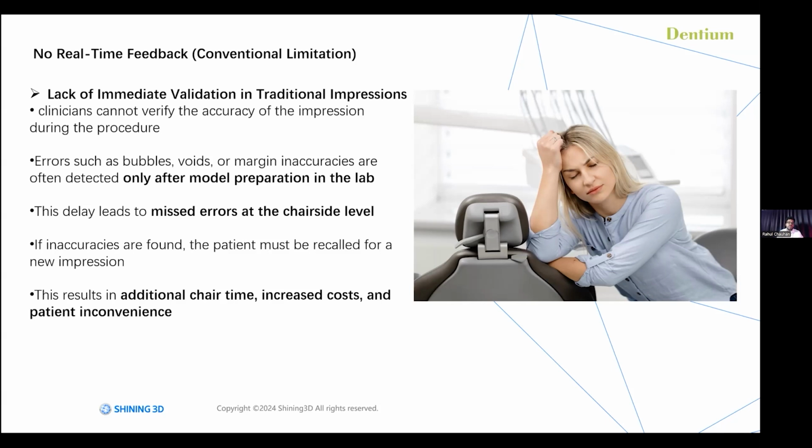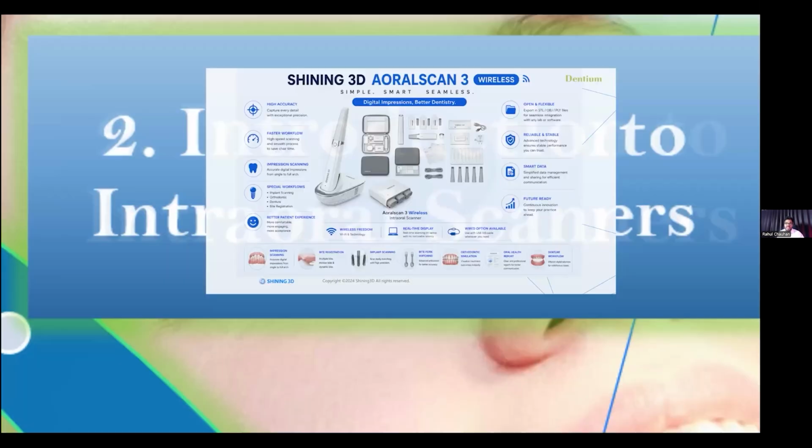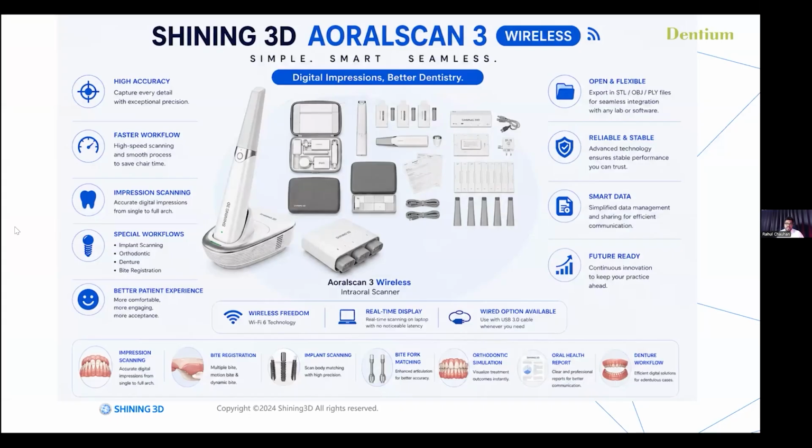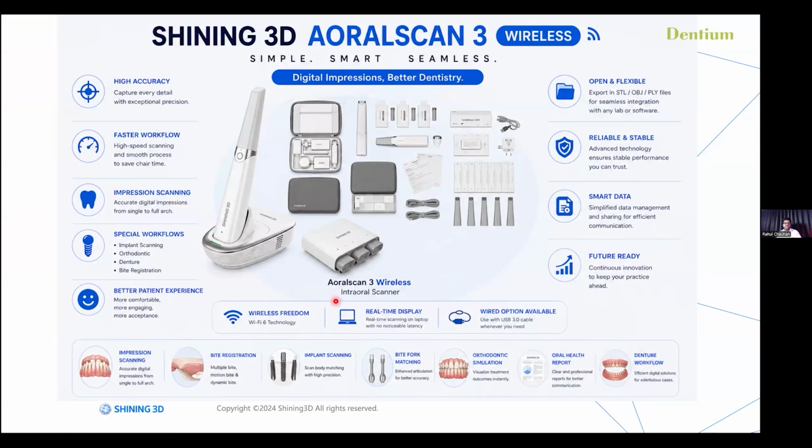That is the reason why we have introduced the intraoral scanner. Let's see the scanners available here with Shining 3D. The first scanner is the Intraoral Scan 3 wireless. You can see there are lots of features available in this scanner, but I would like to highlight a small but very effective one in practical use of the scanner, and that is Wi-Fi 6 technology. It will give you real-time frame transmission, so while you are scanning, it will show you the live scanning process simultaneously without any lagging.